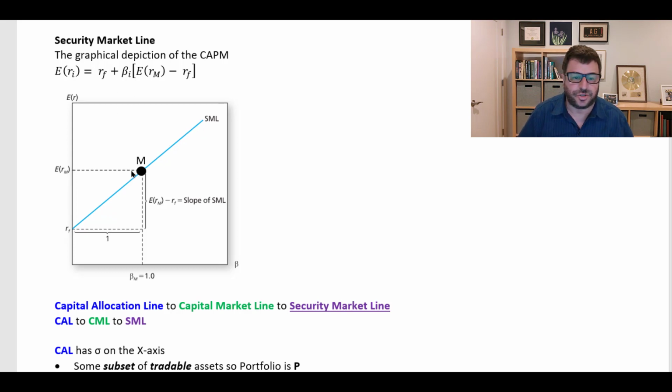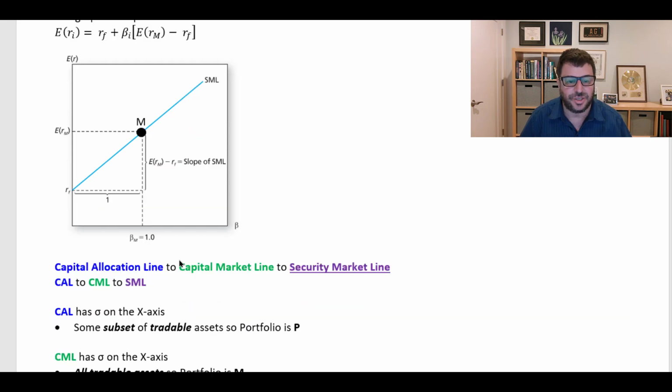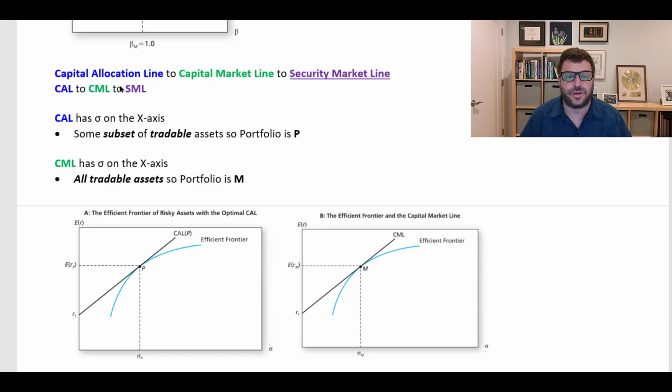And it's a line with a slope of this amount. And you can see that when beta equals 1, I'm earning the expected return of the market, and this is the market portfolio. And so just to review all of our lines, the capital allocation line to the capital market line to the security market line, this is where we are now, the CAL to the CML to the SML.